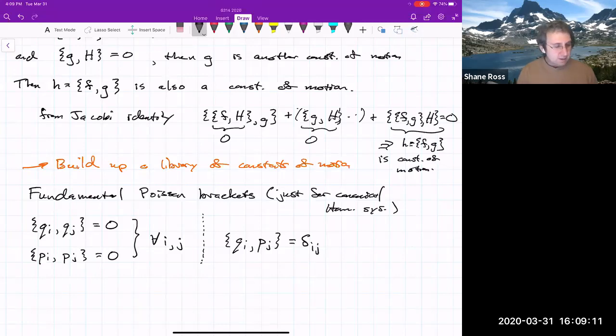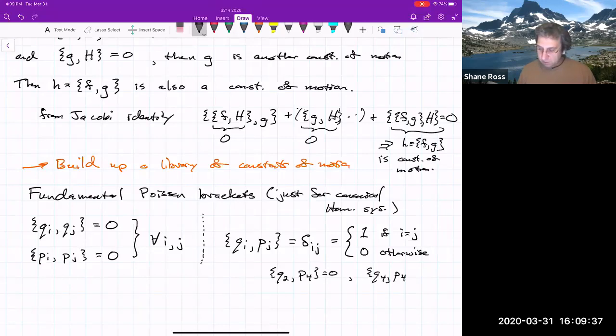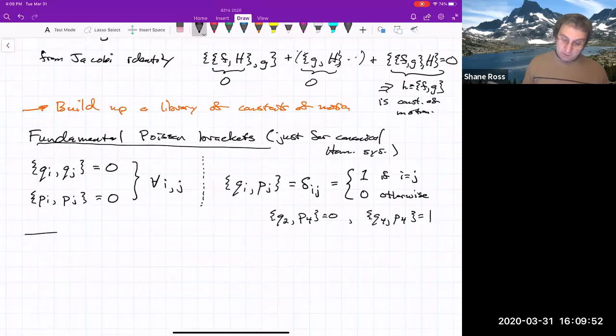So this actually equals the, I think this is the Kronecker delta. Haven't heard of the Kronecker delta? This equals 1 if i equals j, and it's 0 otherwise. So that means like q2 with p4 equals 0, but q4 with p4 equals 1. And that could be useful too. You could do some interesting things just based on these fundamental Poisson brackets. That maybe we'll get to later.